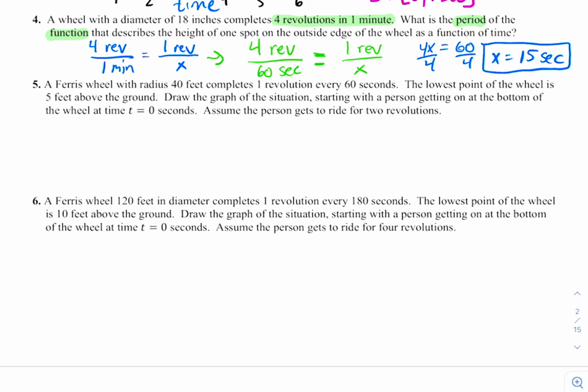So as we are reading through this, we are given a Ferris wheel. So I'm going to draw a circle here. And our Ferris wheel has a 40-foot diameter. And it is going to be 5 feet off the ground. And we complete 1 revolution every 60 seconds.